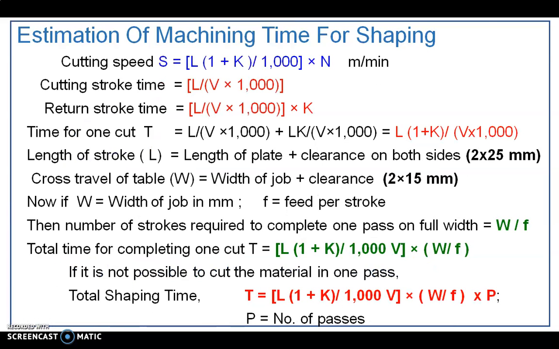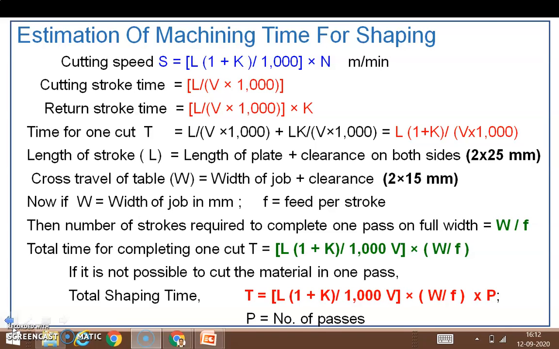So we know cutting speed S equals L multiplied by (1 plus K) divided by 1000 into N. This is the reverse equation. In the previous machining processes, we found that N equals 1000 S by pi D N. Here the equation is reversed: S equals L by 1000 into N multiplied by (1 plus K). K we have already seen. K is nothing but the ratio of time on return stroke to forward stroke.